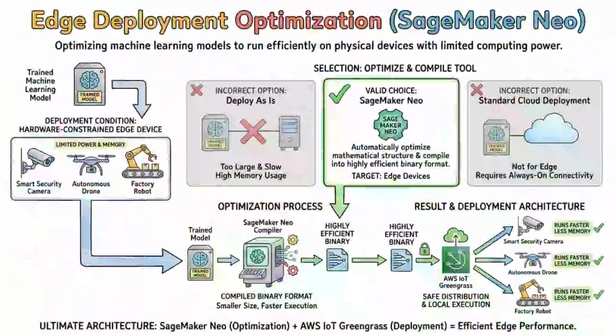Sometimes, your business needs to deploy a machine learning model to run directly on physical edge devices that have very limited computing power, such as a smart security camera, an autonomous drone, or a factory robot. For these hardware-constrained environments, you should use SageMaker Neo to automatically optimize your model's mathematical structure. SageMaker Neo compiles your trained model down into a highly efficient binary format that can run up to twice as fast while utilizing a fraction of the memory. The exam frequently features scenarios involving edge deployment, and pairing SageMaker Neo with AWS IoT Greengrass to safely distribute the optimized model to physical devices is the ultimate architecture.